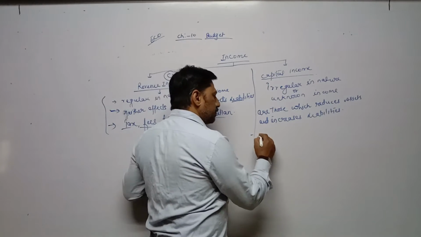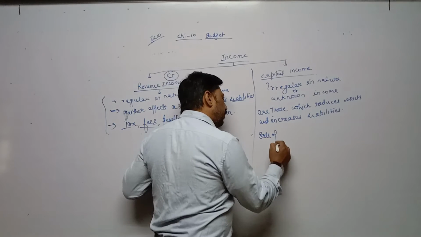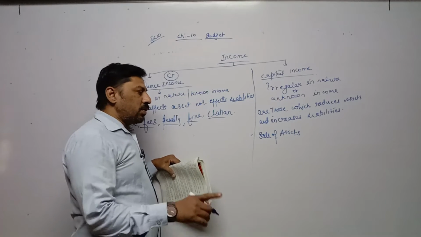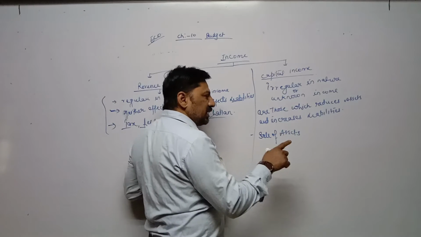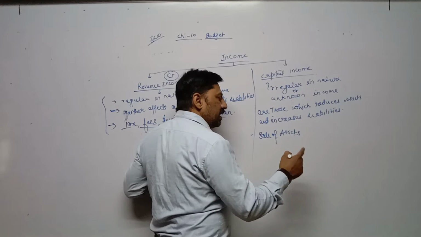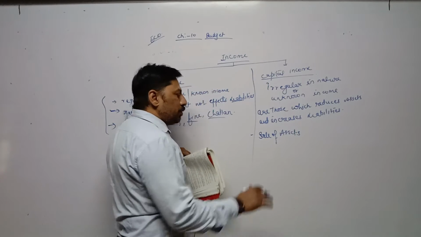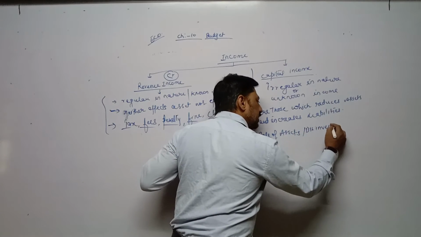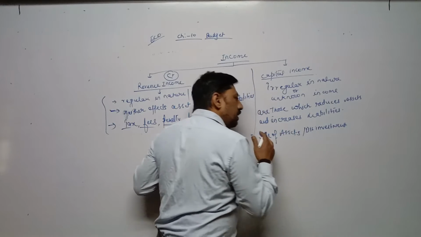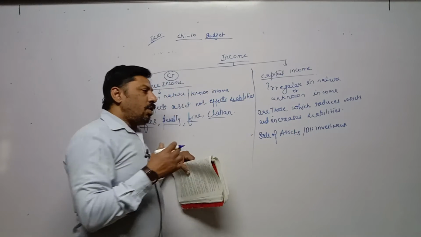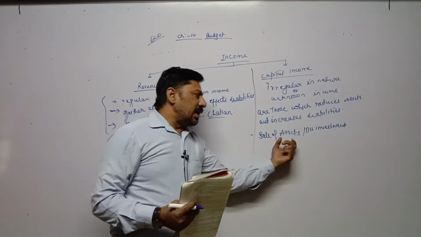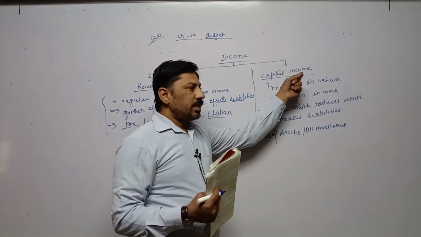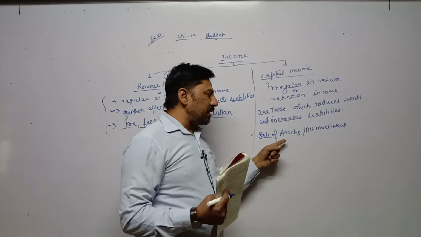For example, sale of assets by the government. Sale of assets, sale of ownership to any other business unit or to any other sector, is also known as disinvestment. We have already done disinvestment. So in simple language, when government is selling any of their property to anybody else, they are receiving some money against that, and that money becomes income for them.